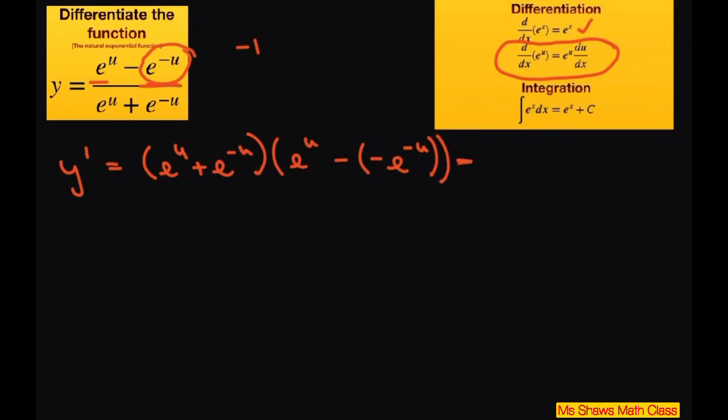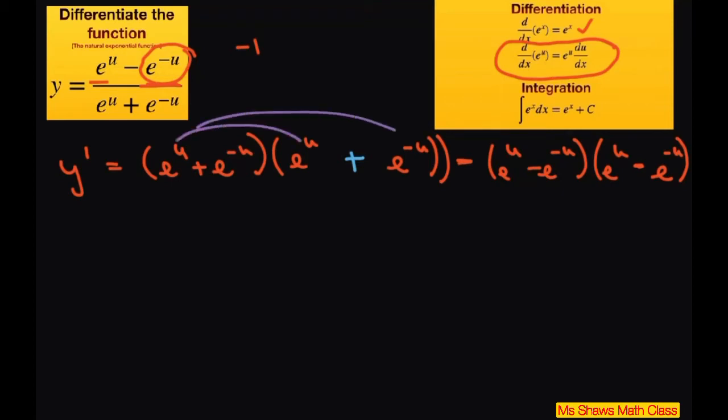You do minus, and we write down the numerator, e to the u minus e to the negative u times the derivative of the denominator. So that's just going to be e to the u power minus e to the negative u. All right. Now what I want to do is go ahead and change this right here to a positive. And then we're going to FOIL all this out, or distribute it out, and expand everything.